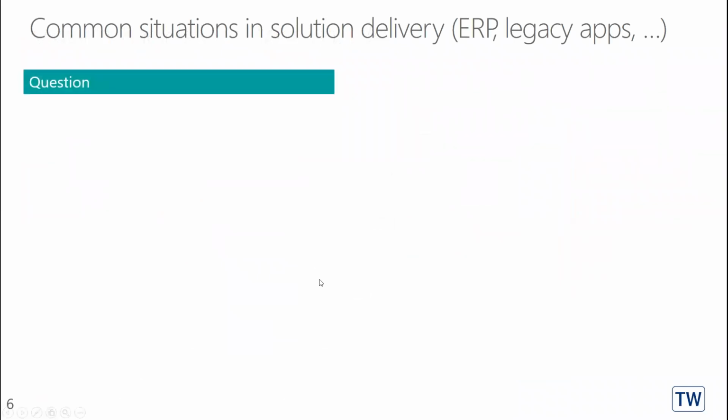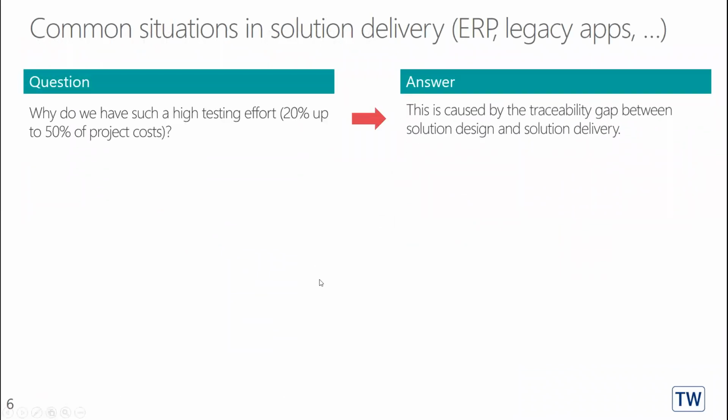What's a common situation in many projects? Mainly there's a high effort for testing a solution. It really depends on the business and industry, from 20% up to 50% in complex application landscapes. The cause is what Visio called a traceability gap between solution design and delivery. That means that we have information silos, that we have a loss of information from the business side, that there is a misunderstanding between business and IT.